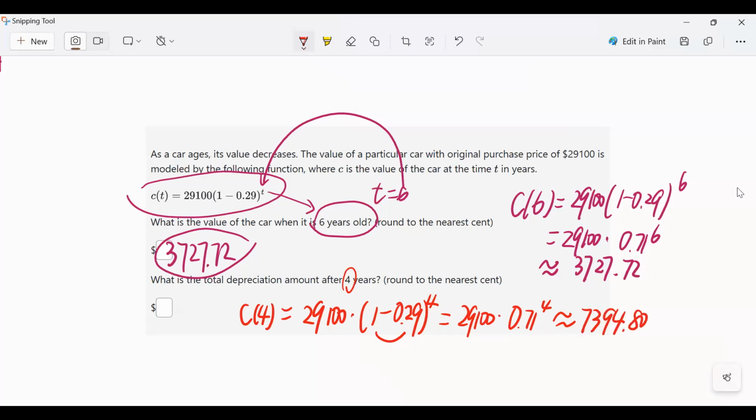7,394.80. Now you're going to do the next step. You're going to do 29,100, the original price, minus the remaining value, and get the total depreciation. So now one more time, I'll use a calculator.